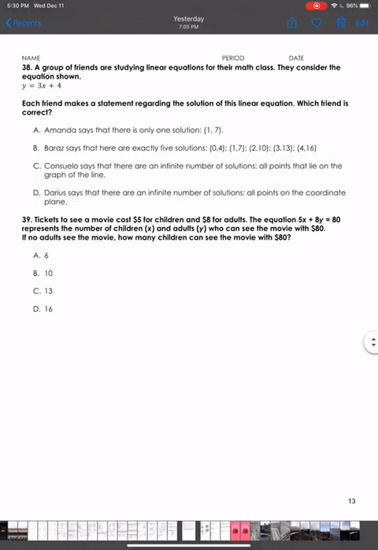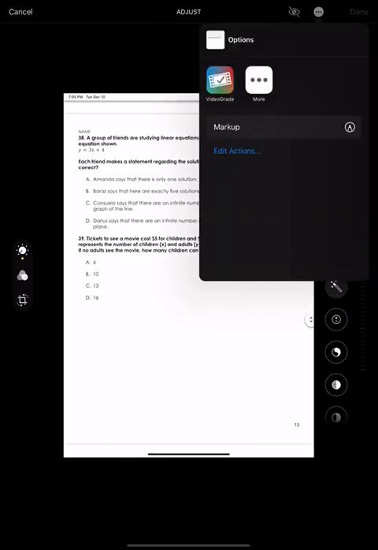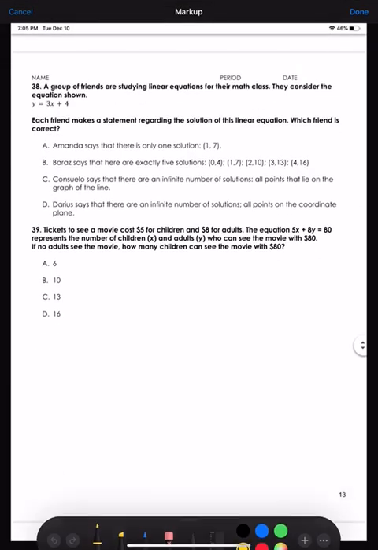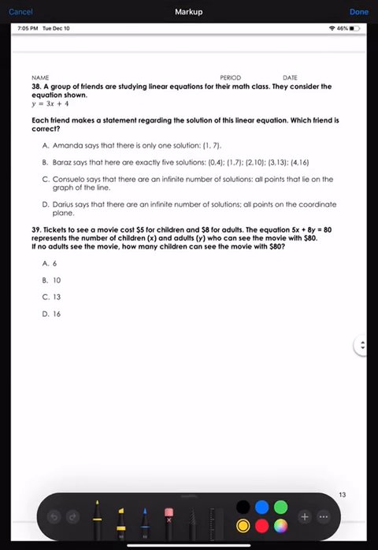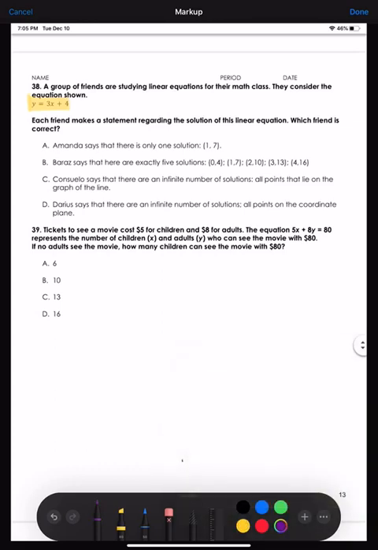Okay, next page. We're getting close. This one says, a group of friends are studying linear equations for their math class. They consider the equation shown. The equation is y equals 3x plus 4. It's already in the form y equals mx plus b, which is nice. It says, each friend makes a statement regarding the solution of this linear equation.